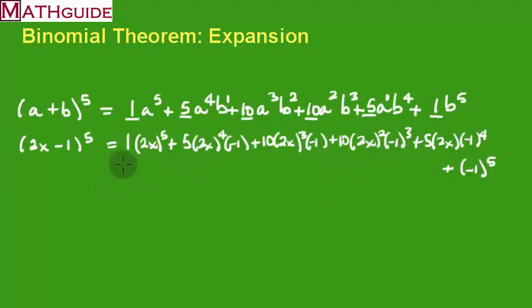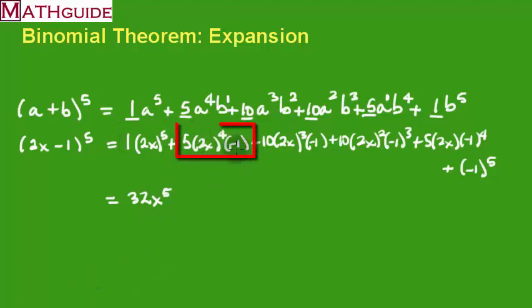Now what I have to do, of course, is clean up this mess. And it is quite a mess. Okay, so how do I clean this up? Well, I'm going to take 2x to the 5th. So that means 2x times 2x times 2x times 2x times 2x. In other words, I get 2 raised to the 5th power and x raised to the 5th power. There you go. There's my first term.